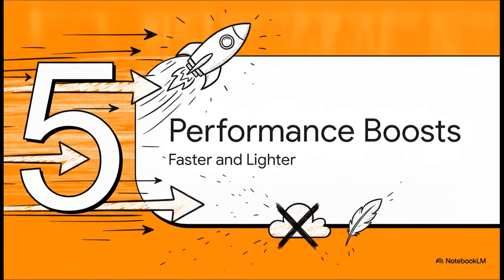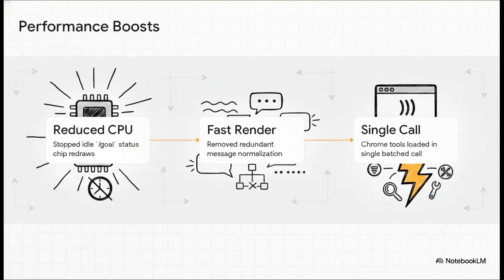Section 5. Performance boosts. Alongside bug fixes, removing daily friction means making the tool faster and less of a resource hog. Let's see how this builds step by step into a much snappier experience. Step 1. Your CPU is going to thank you. The /goal status chip used to redraw the terminal 5 times a second, even when it was completely idle. That totally unnecessary CPU drain stopped.